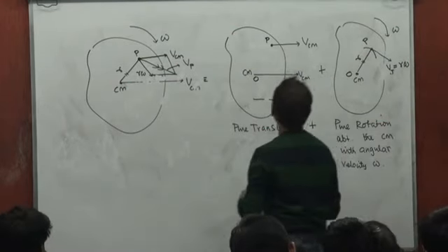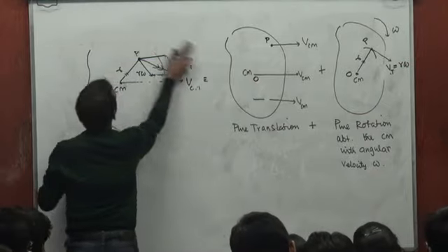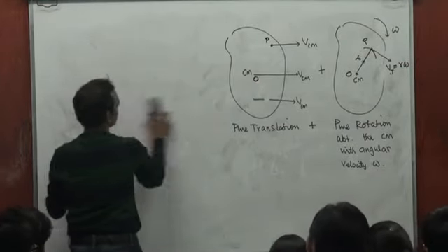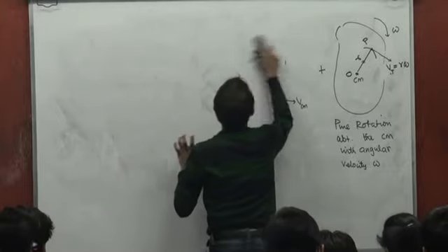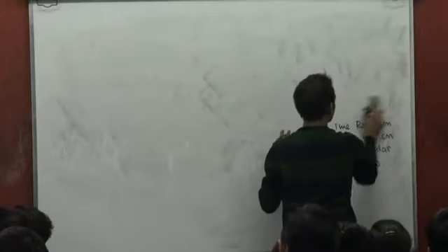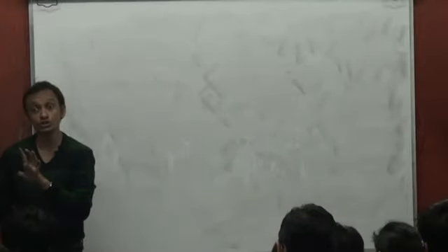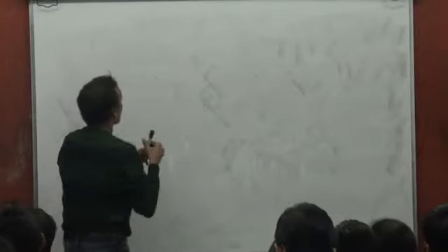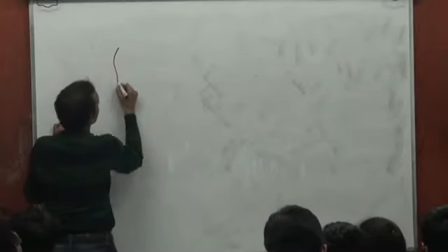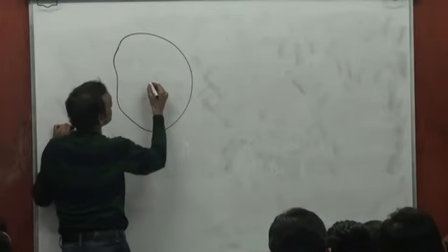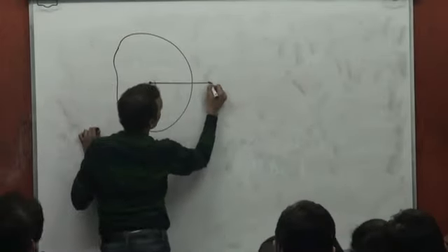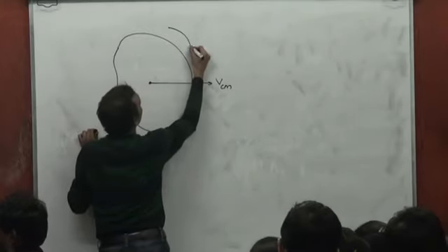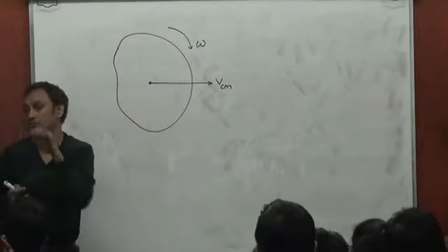And therefore, actual motion is complicated. It's a combination of pure translation and pure rotation, both, right? Now, the rigid body is given by a Vcm and an omega, right?